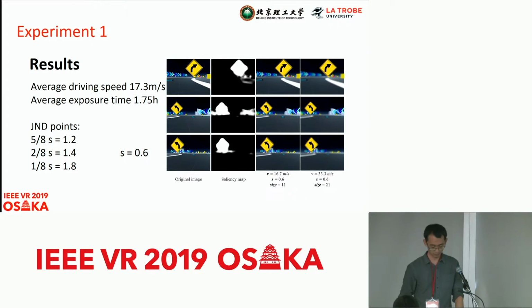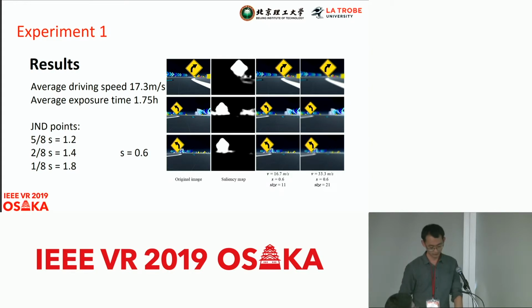Here shows some of the results of the first experiment. We can see the average driving speed and the average exposure time. And we also show the just noticeable difference point. We can see that 5 of them say the location is at 1.2 and 2 participants show the location of 1.4, and the other participants feel nothing noticeable until the experiment finished.